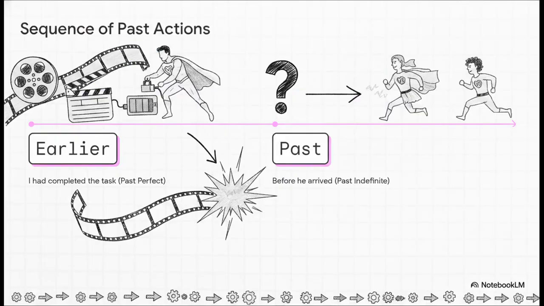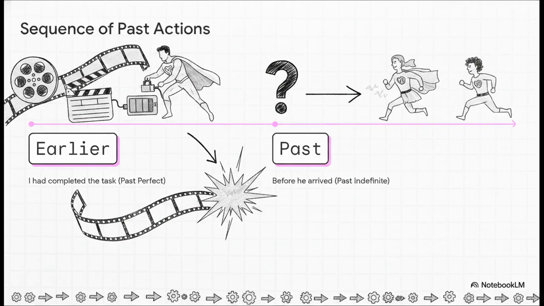Okay, let's rewind and head into the past. I want you to picture an action movie where two explosive things happen in the past. How do we know which one went down first? Well, that is exactly what the past perfect is built for. Saying I had completed the task uses the past perfect, that's Rule 6, because it is the earlier of the two past events. Point 2 on our timeline is before he arrived, which uses Rule 4, the past indefinite.